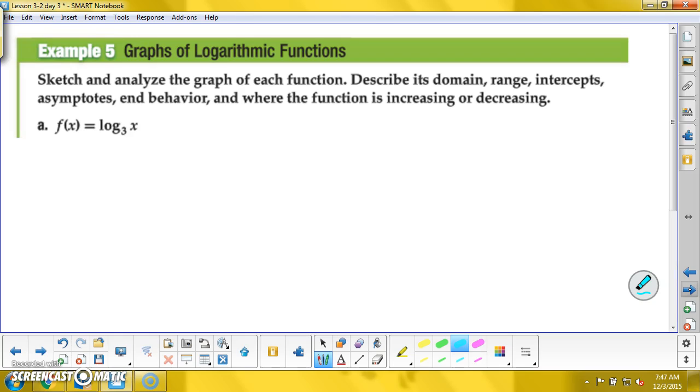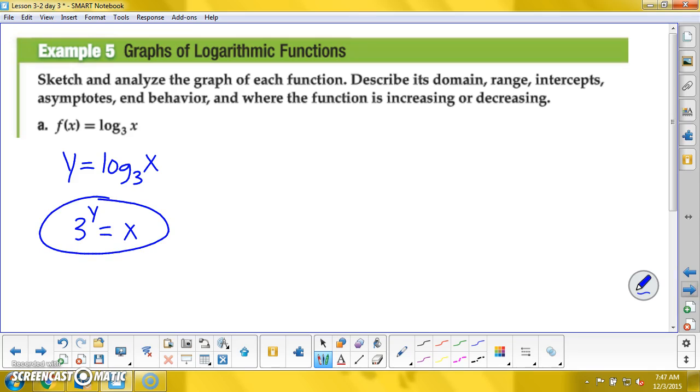So here's the kind of examples you're going to have. It's going to say sketch and analyze the graph of each function. Describe its domain, range, intercepts, asymptotes, end behavior, and where the function's increasing or decreasing. Well, the first thing I want you to understand is that what we're looking at is the log of x base 3. And this is in logarithmic form. We could change it into exponential by saying 3 to the y equals x.